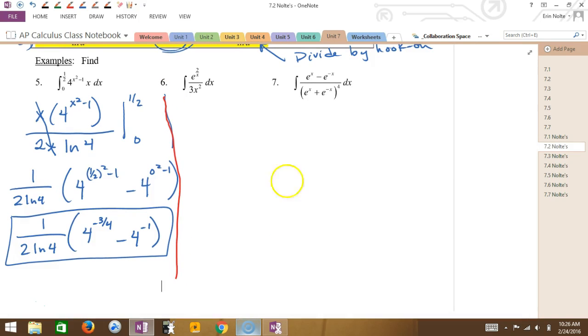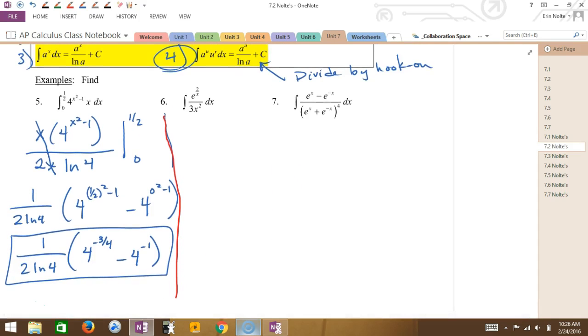Okay, number 6. So which rule am I looking at for this one? We have a base of e, and we have an exponent of 2 over x. I'm going to ignore the stuff that's on the bottom for a second. That's going to be my outside. Okay, so we're looking at rule 2. So I'm going to have e to the 2 over x. Remember that 2 over x is the same as 2x to the negative 1.